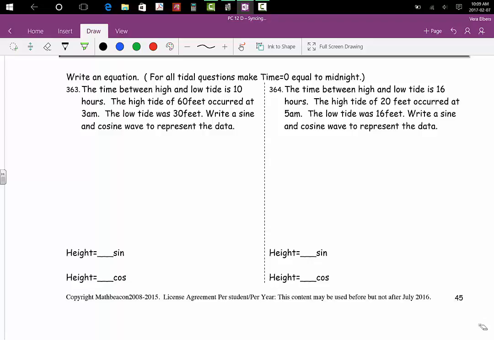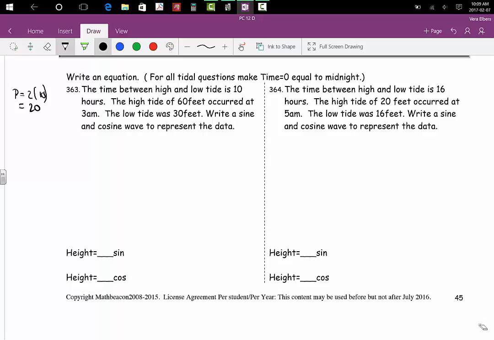Our question is the time between high and low tide is 10 hours. The high tide of 60 feet occurred at 3 a.m. The low tide was 30 feet. Write a sine and cosine wave to represent the data. Okay, so let's consider our period. We can see that from high to low is 10 hours, so then from high to low to high would be twice that. And so our period, twice 10, would be 20.